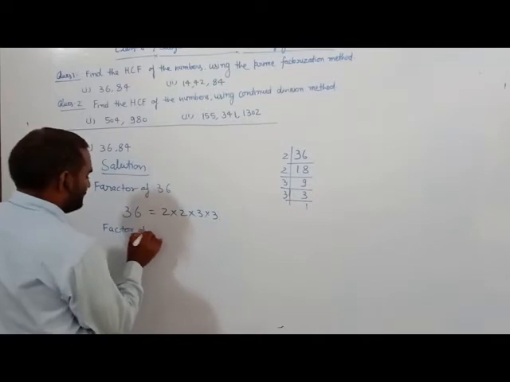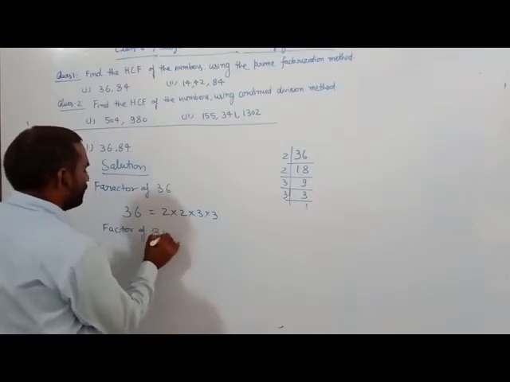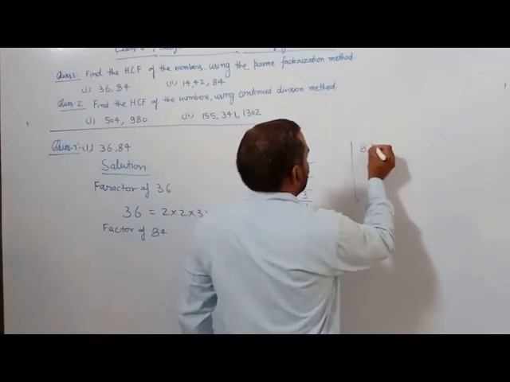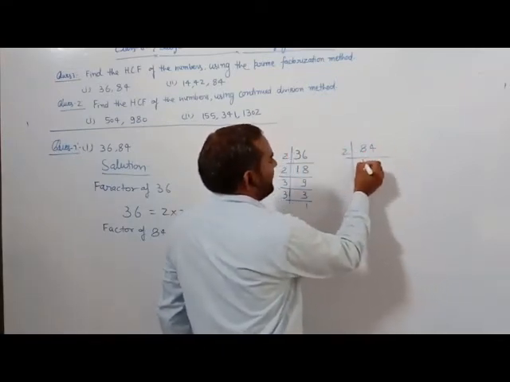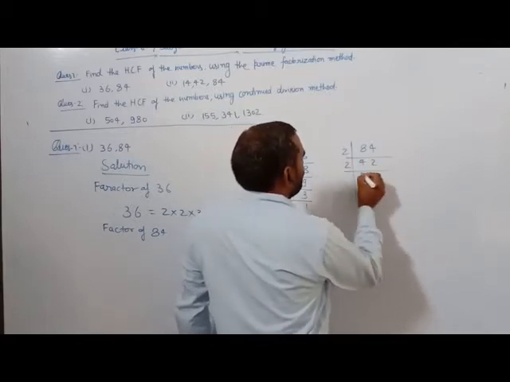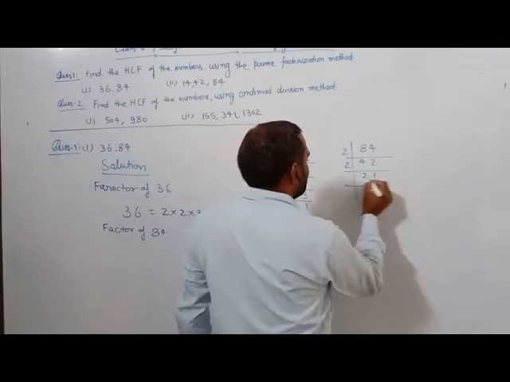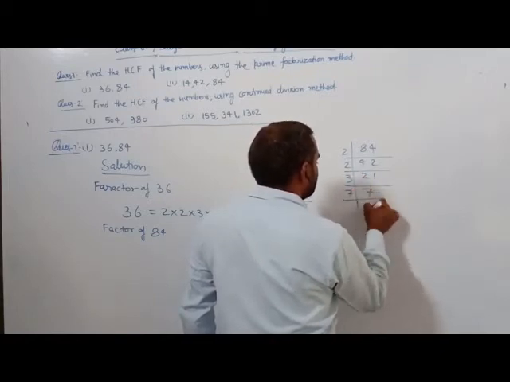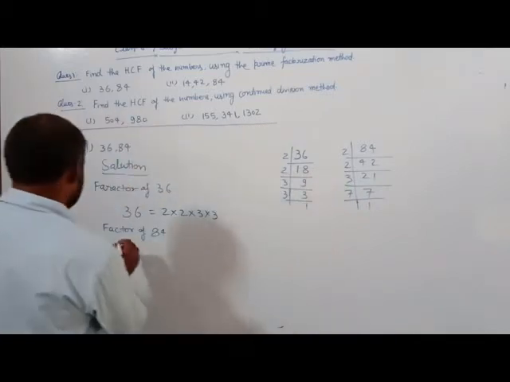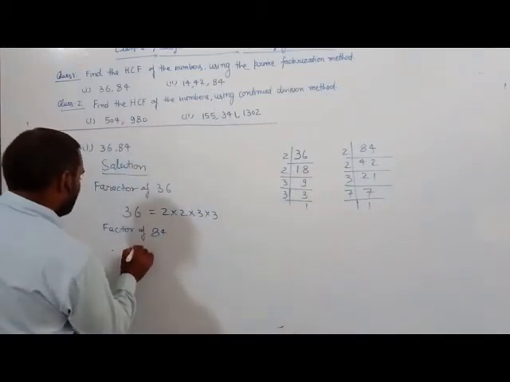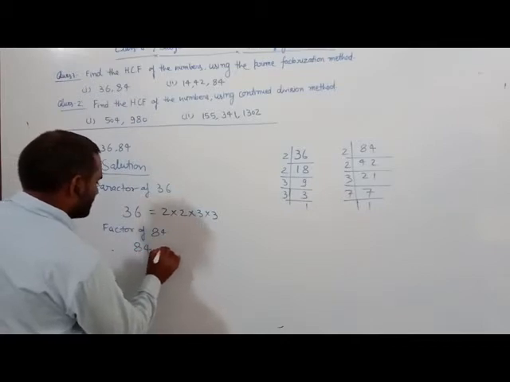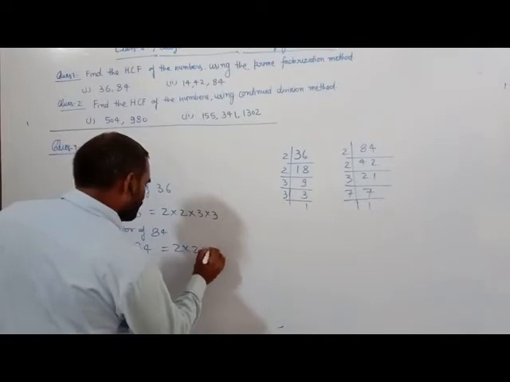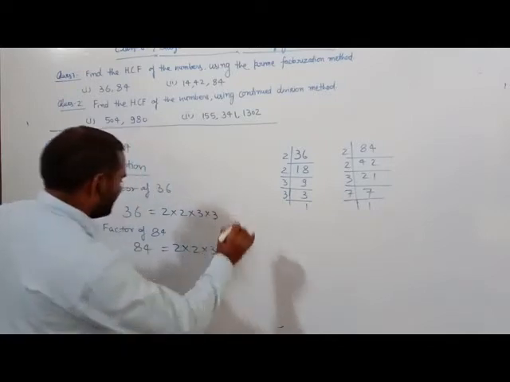Factor of 84. So here we have to factorize 84. 2 fours are 8, 2 twos are 4, 2 twos are 4, 2 ones are 2, 3 sevens are 21, 7 ones are 7. So 84 is equal to 2 into 2 into 3 into 7.